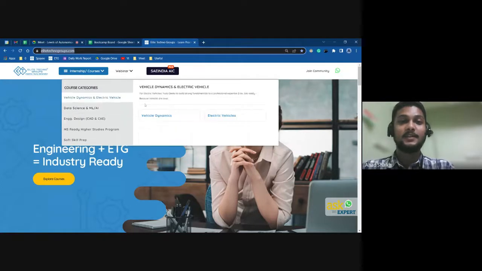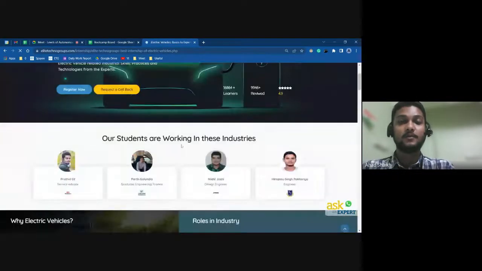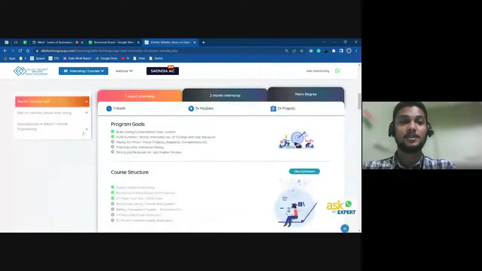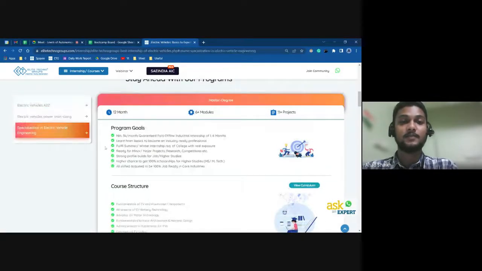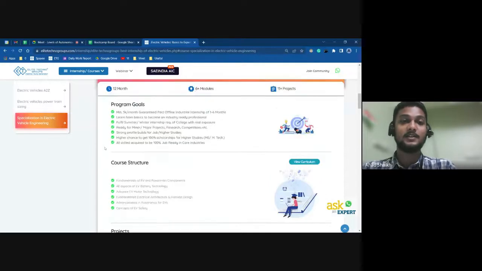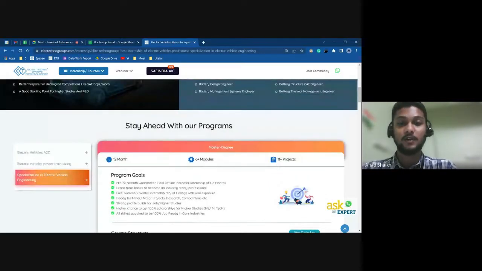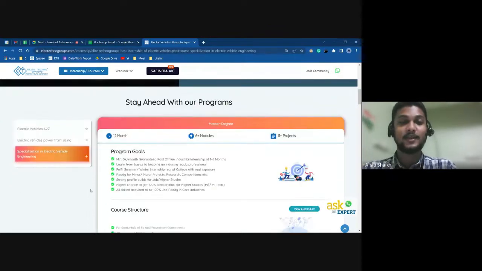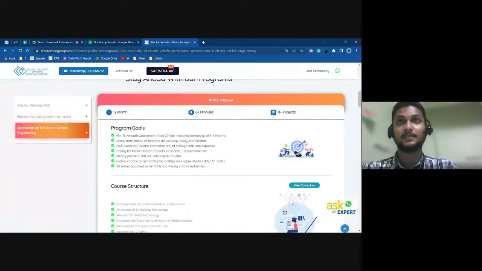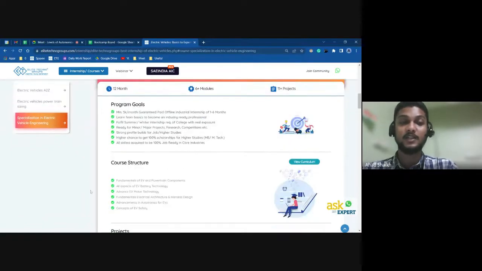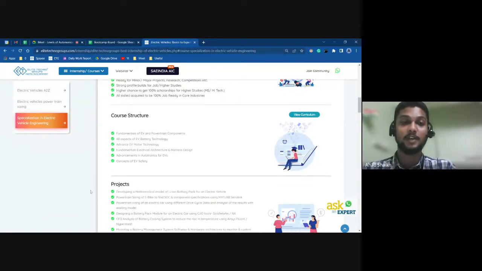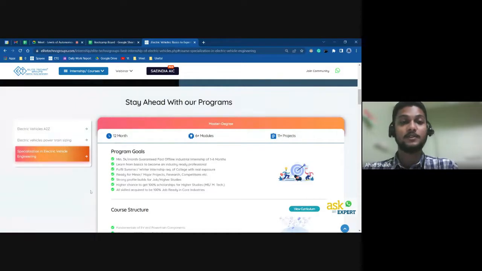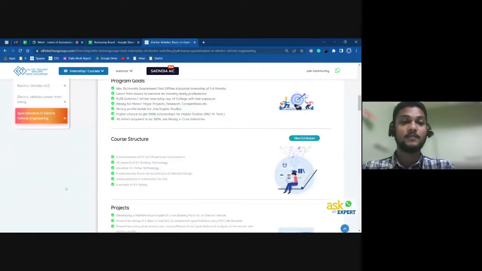So that's the thing. And as of now, we will talk a little about the electric vehicle specialization program. As you know, electric vehicles are the future of the automotive industry. Autonomous vehicles are going to be there, but as of now in India, we are seeing a boom in electric vehicle engineering. If you are very eager to learn and want to work professionally in the electric vehicle industry, you have to acquire a lot of information. So this is what we are providing.